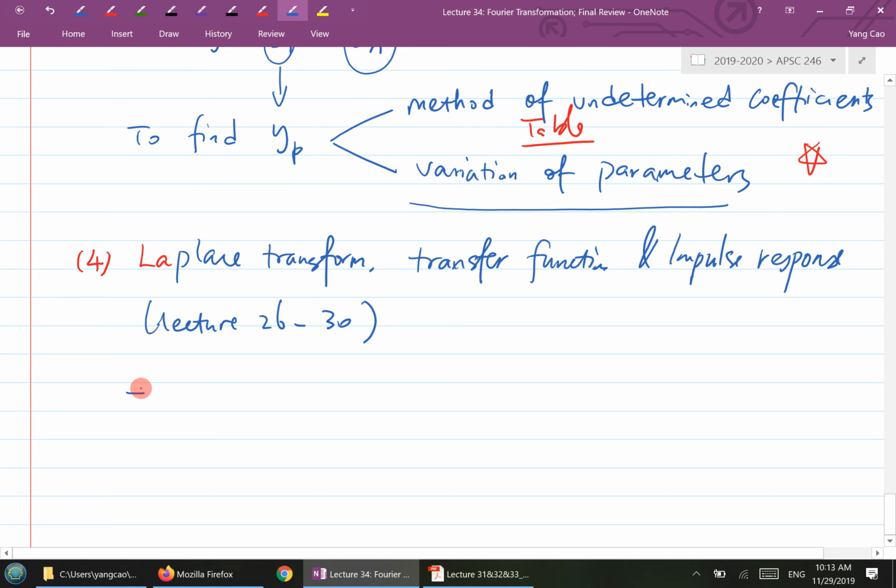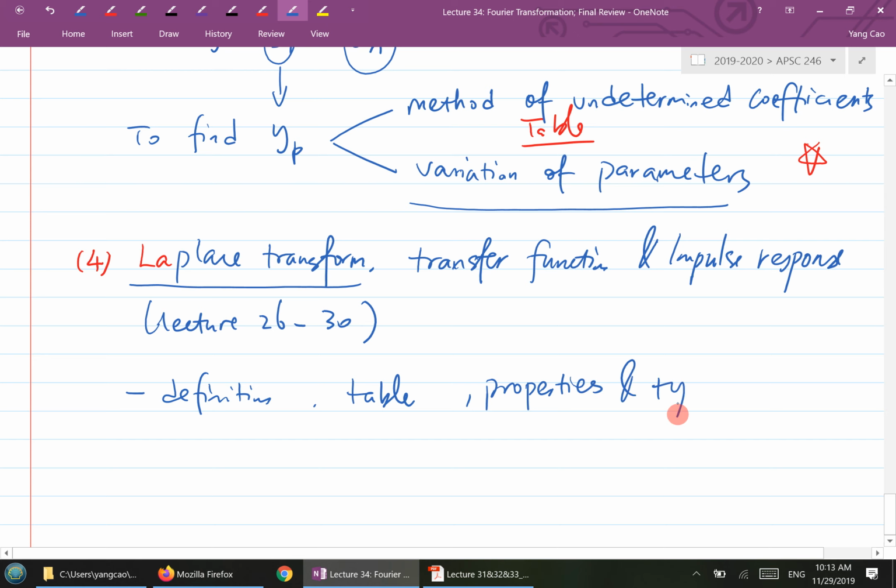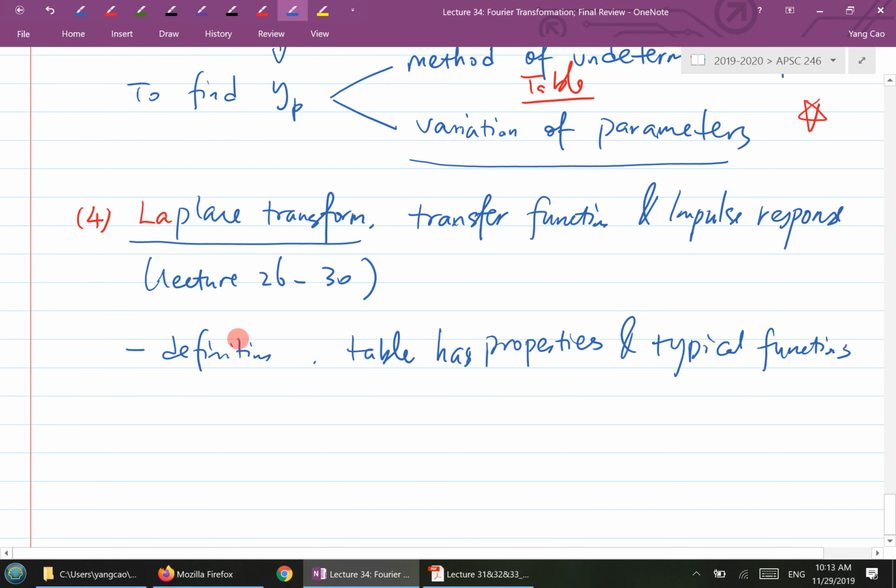So under this big category, you need to understand by itself what is Laplace transform. What's the definition? And what is the Laplace transform of typical functions? So you have the table. The table has properties and typical functions. So that's Laplace transform purely by itself.